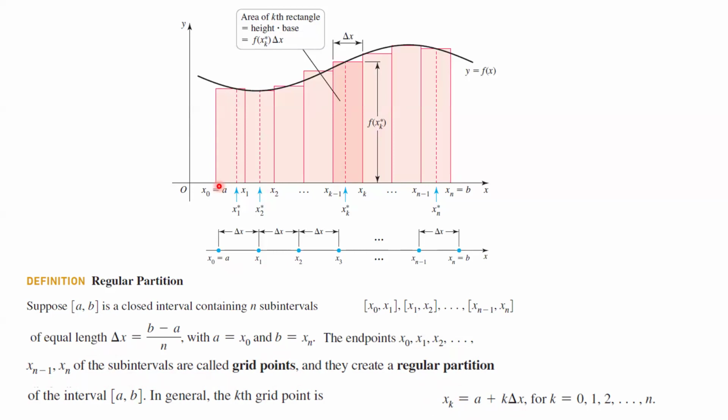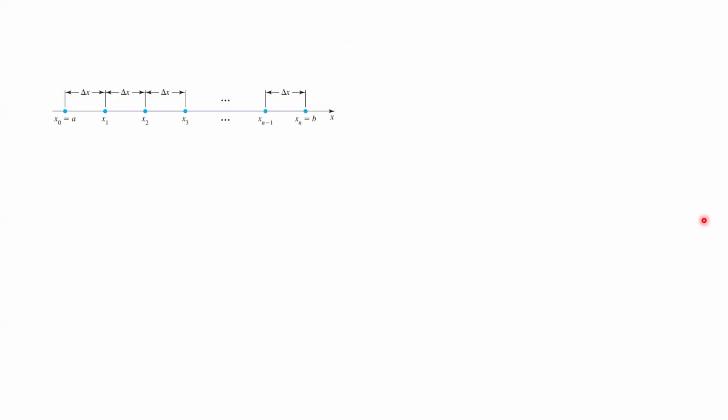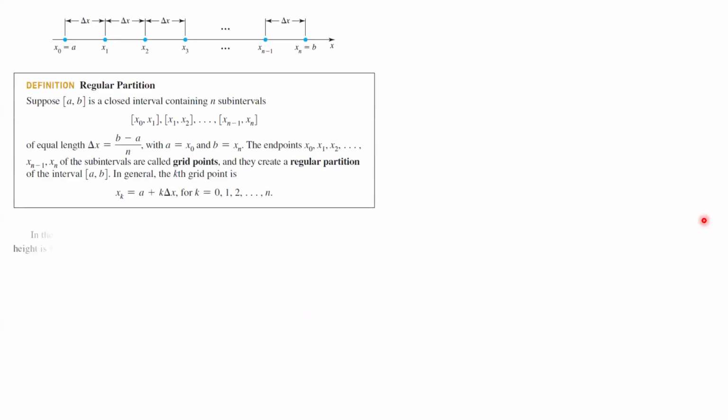So now that we calculate each width, we need to find the height and calculate the area of each rectangle, which is f of x sub k star times delta x. X sub k star is a point in the subinterval. And remember that delta x is (b minus a) divided by n. So in the next slide, we summarize everything.